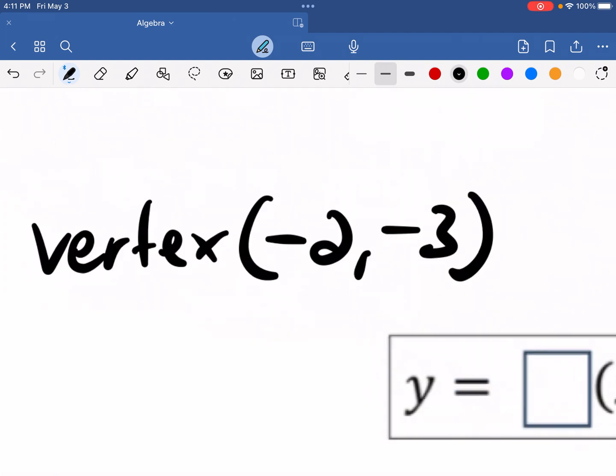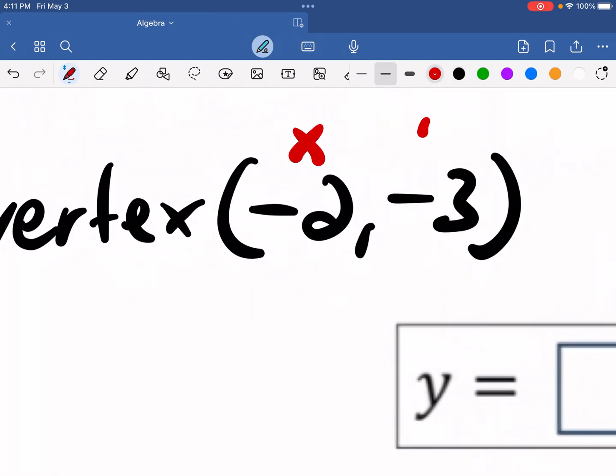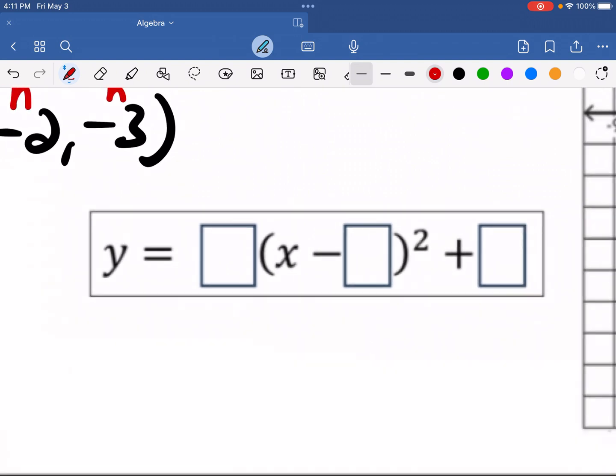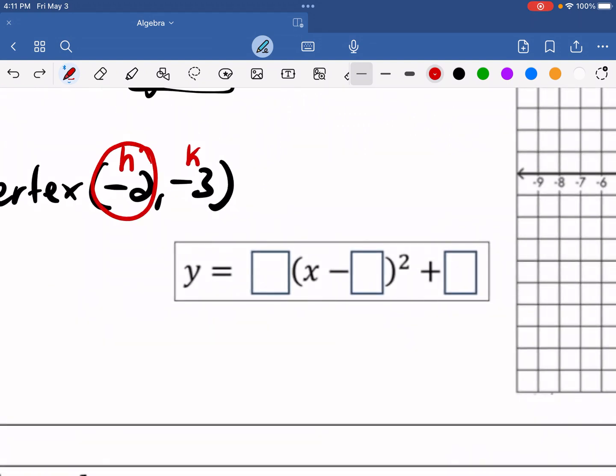Now here, this is the x and this is the y, but we actually are going to change their names to h and k. Why do we do that? Because the equation already has x and y, and we don't want to get it confused. You are not going to put this number in x, and you're not going to put this number in y, even though it is an x and a y. It's actually going to go in these two empty boxes in the back. So this one is h and this one is k.